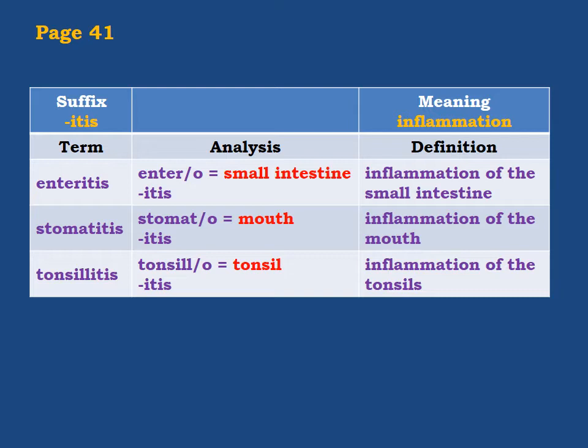Stomatitis. Stomat is mouth, and it is a root again. And itis is the inflammation. We start with the meaning of the suffix: inflammation of the mouth. Tonsillitis. Tonsil means tonsil again, but the first one is a root, and you can see it is with double L, but when it is an English word, it is with one L. And the meaning is inflammation of the tonsils.